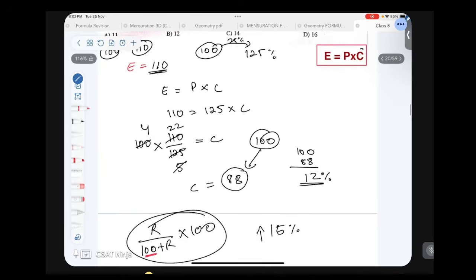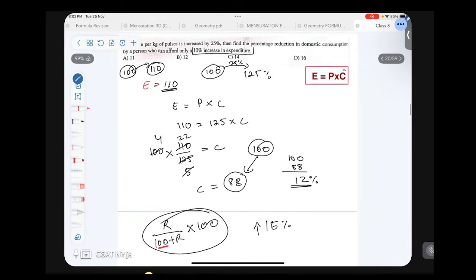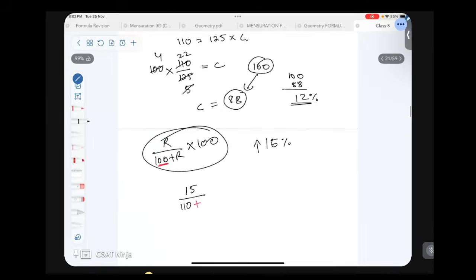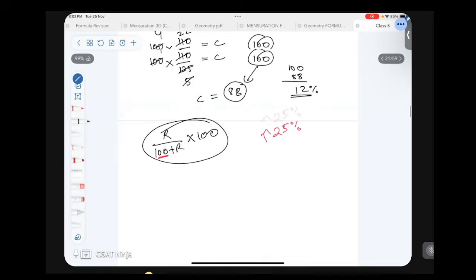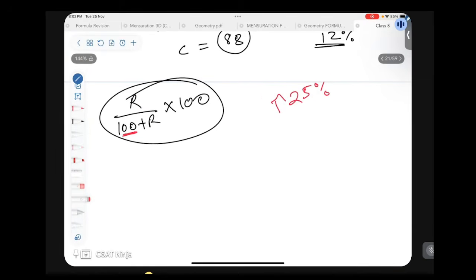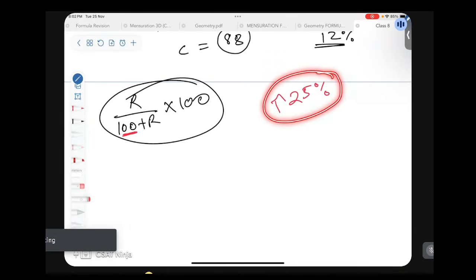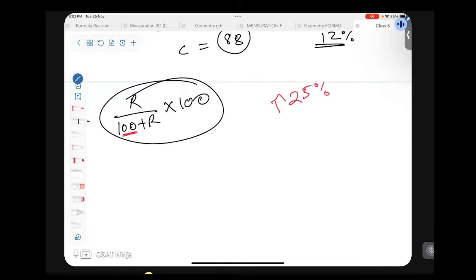Oh, I'm skipping one thing here. Let me just repeat again. There is an increase of 25. I'm so sorry, I thought it was 15. There is an increase of 25%. So I'll reframe this one again.